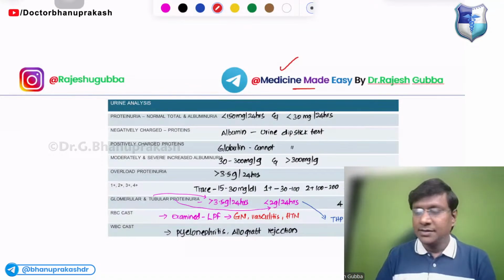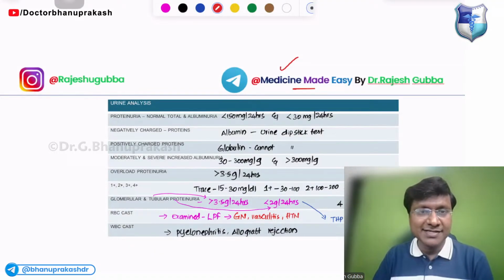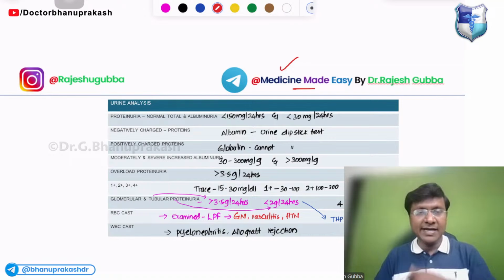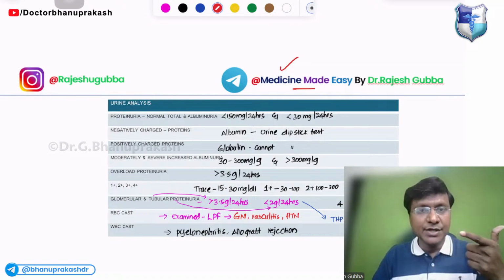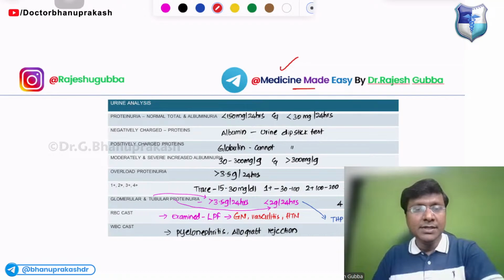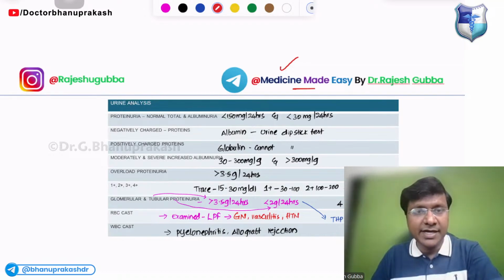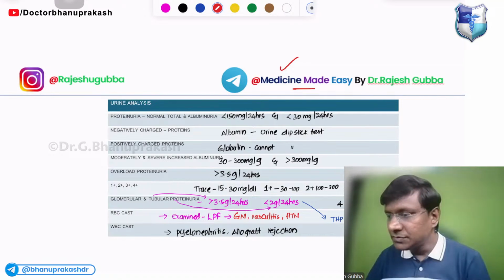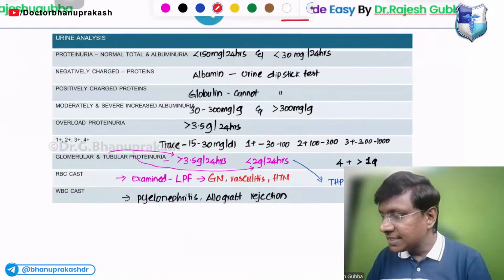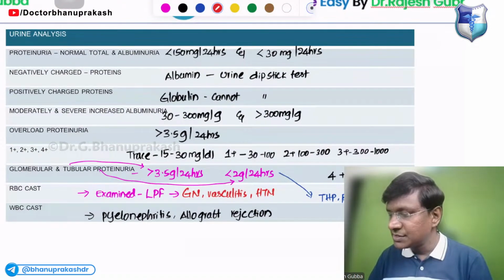Now, the topics that I'll be discussing in nephrology are urine analysis, acute kidney injury, chronic kidney disease, nephrotic syndrome, nephritic syndrome, polycystic kidney disease, followed by renal tubular acidosis. These are the very important topics which I'll be discussing. Starting with the urine analysis first.